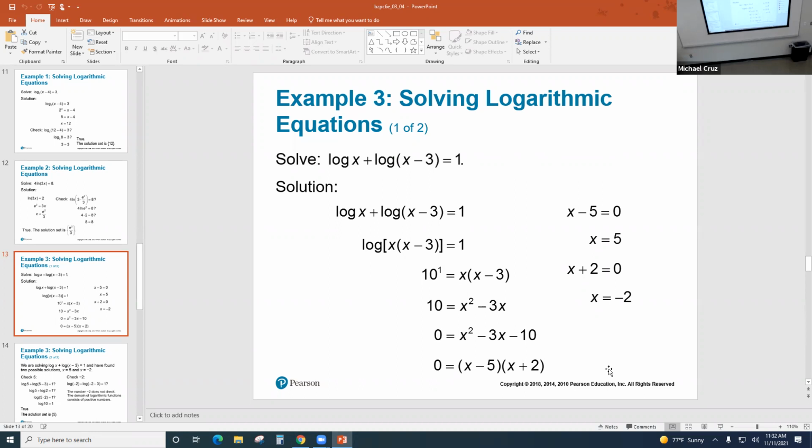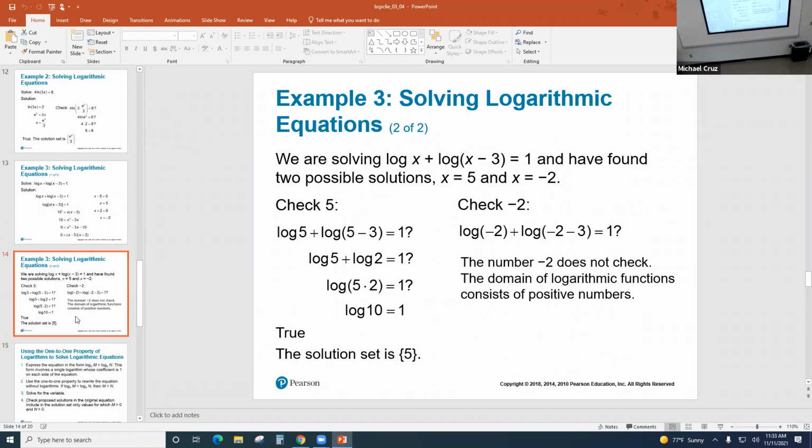And the way to solve a quadratic is to set the whole thing to 0 and then factor it. So subtracting 10 to get everything on one side, and then factor: x minus 5 times x plus 2. And then solving each one, x minus 5 is equal to 0, so that means x is equal to 5. And then x plus 2 is equal to 0, x is equal to -2. So you gotta check these, but look what happens on one of them.